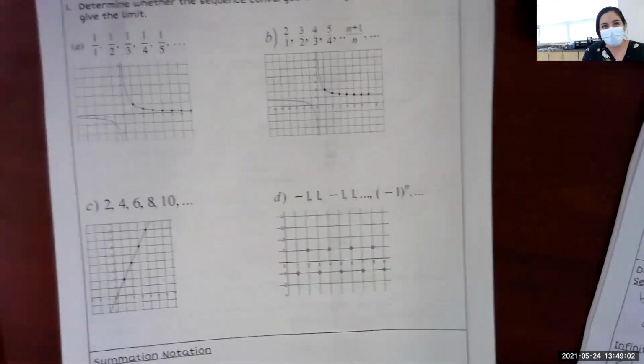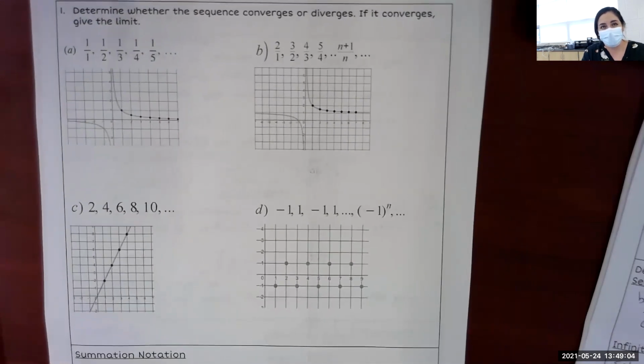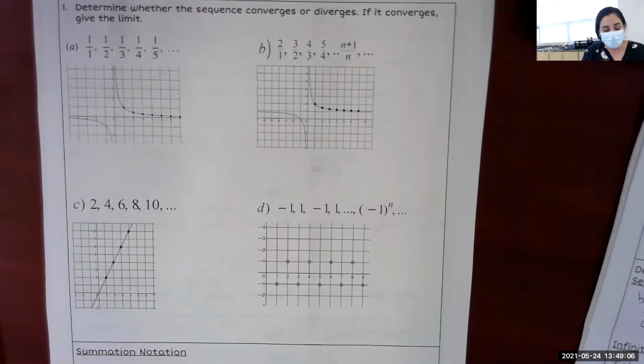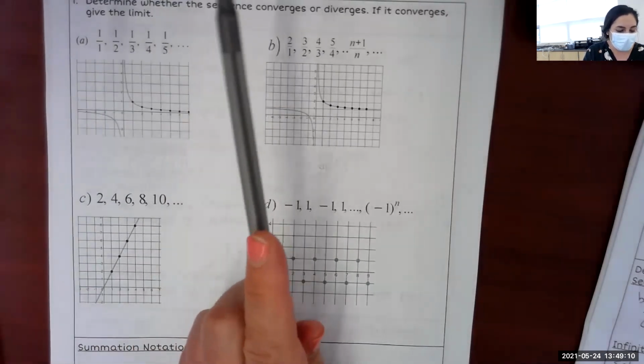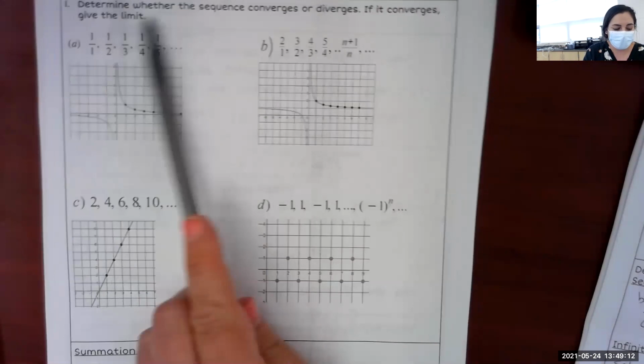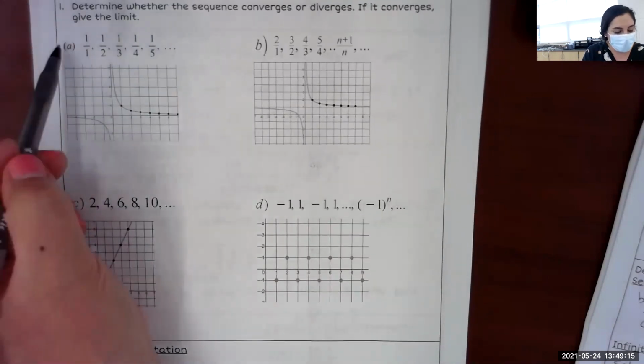So we'll do a couple of examples. We'll do these 4 examples, and I'm going to ask you to participate in the Nearpod and give them a try here. So we have 4 examples here. Determine whether the sequence converges or diverges. If it converges, give the limit. So let's look at part A.